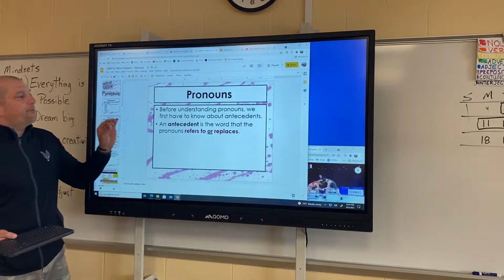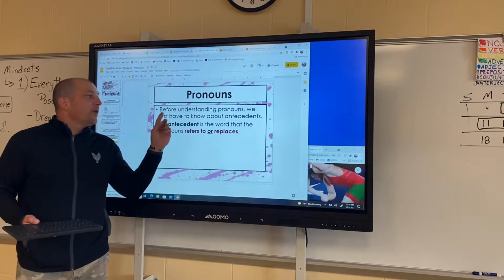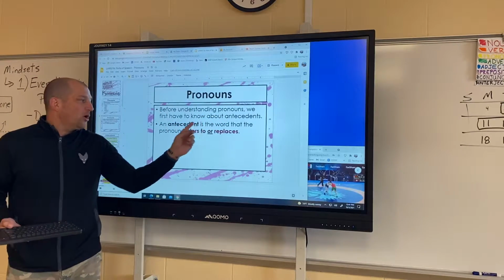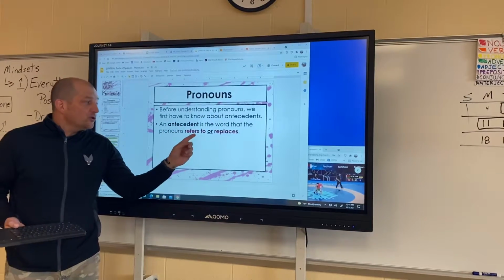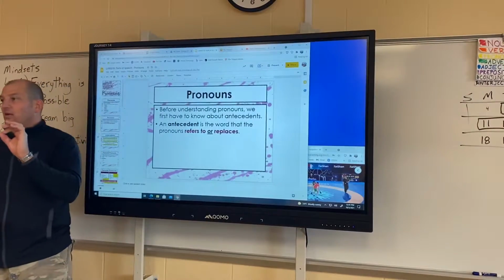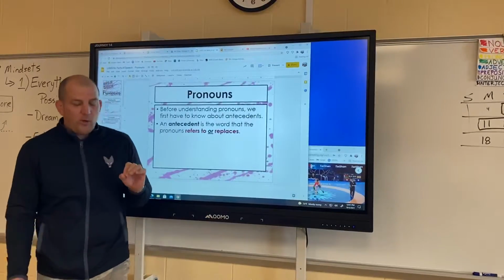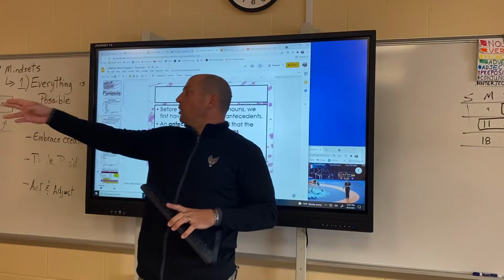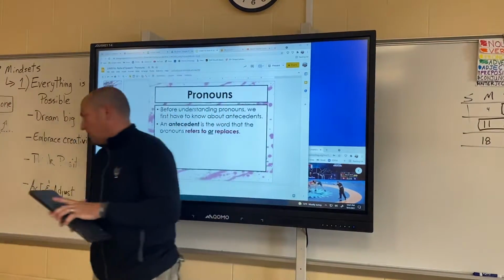Before understanding pronouns, we first have to know about antecedents. An antecedent is a word that pronouns refer to or replace. Now listen, this is crucial when you answer a question, anytime there's an extended response. Pretty soon we're going to read Roll of Thunder, Hear My Cry. Good book.